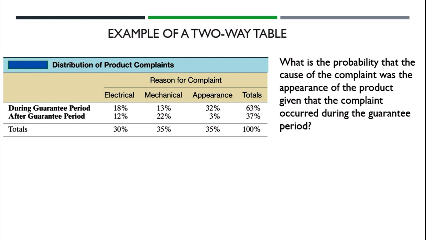Here is an example of a two-way table, which is also called a contingency table. If a customer complaint is received, what is the probability that the cause of the complaint was the appearance of the product, given that the complaint occurs during the guarantee period?